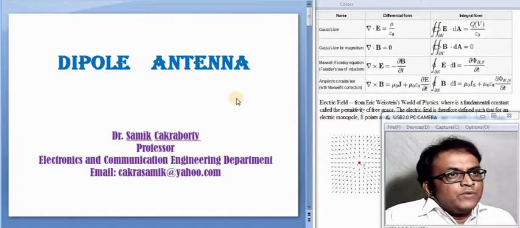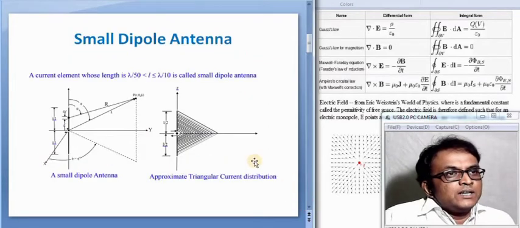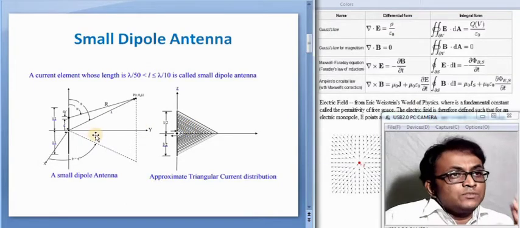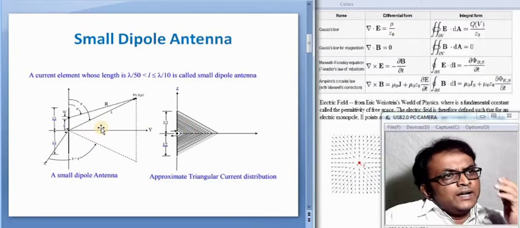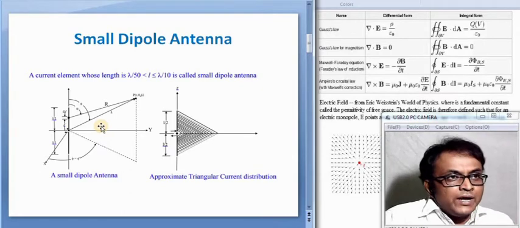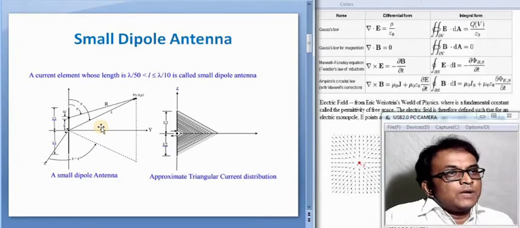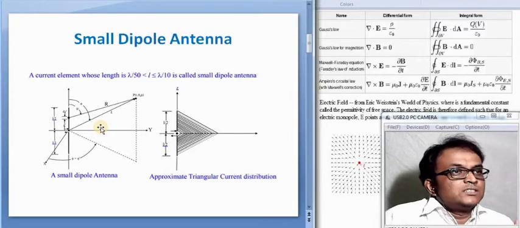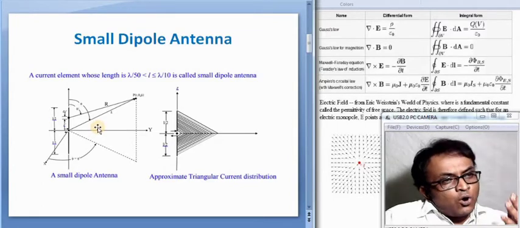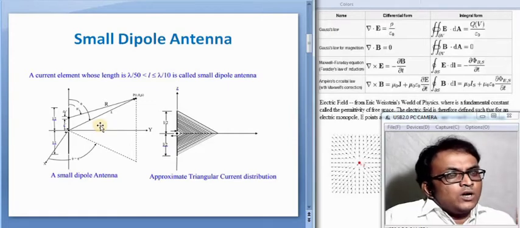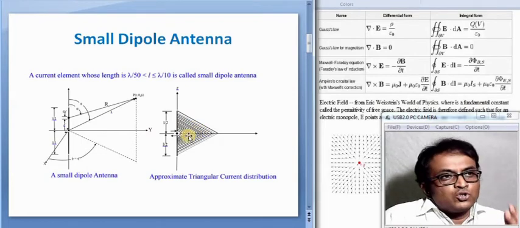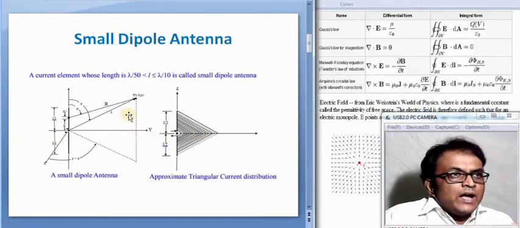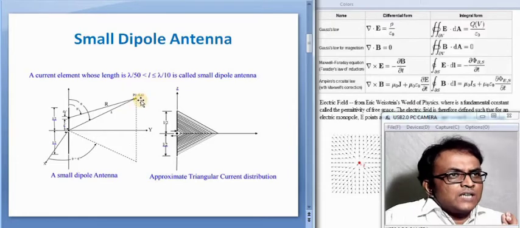Previously we already discussed the infinitesimal small dipole antenna. That is, the antenna where the size is very small, it may be in terms of lambda by 10 or even lambda by 100, so it is known as the infinitesimal small dipole antenna. Also, we showed that in this kind of small dipole antenna, the current distribution basically becomes triangular in form.